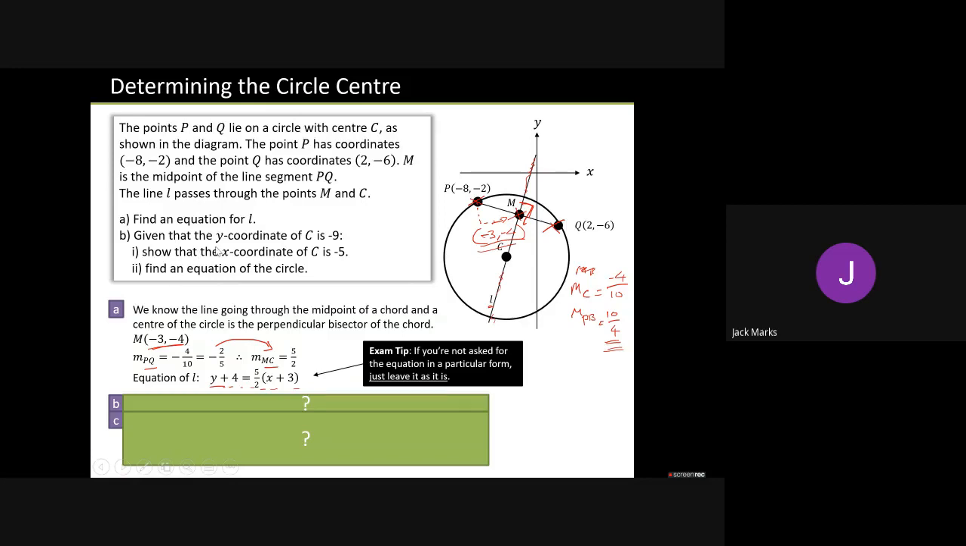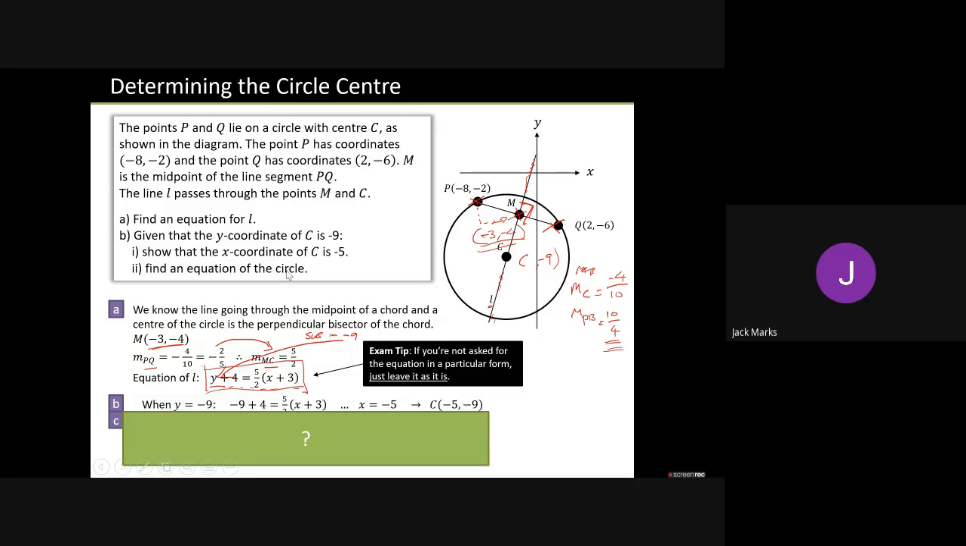So nothing new there. Given that the y coordinate of C, so the center, has a y coordinate of -9, show that x is -5. How do we do this? Well, what we can say is this line here should link x's and y's together. So if you sub in -9 for your y value there, it should return an x value. And that x value is -5, which we needed to show.